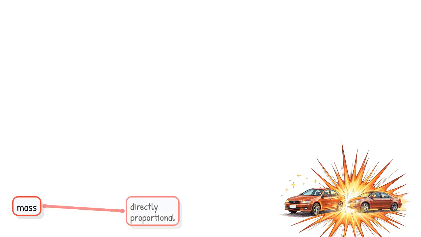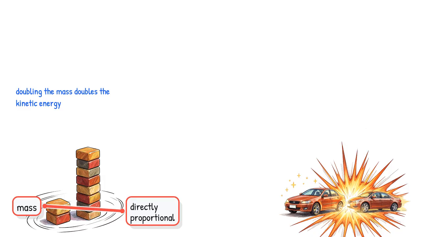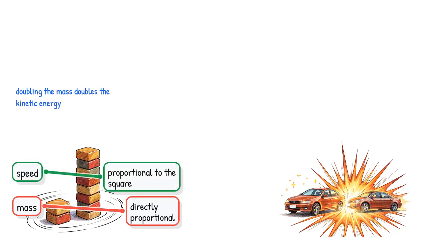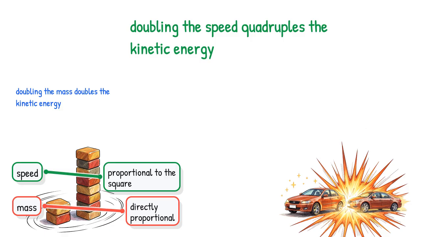Kinetic energy is directly proportional to mass, so doubling the mass doubles the kinetic energy, provided velocity is constant. But kinetic energy is proportional to the square of the speed, so doubling the speed quadruples the kinetic energy. This explains why high-speed collisions are dramatically more destructive than low-speed ones.